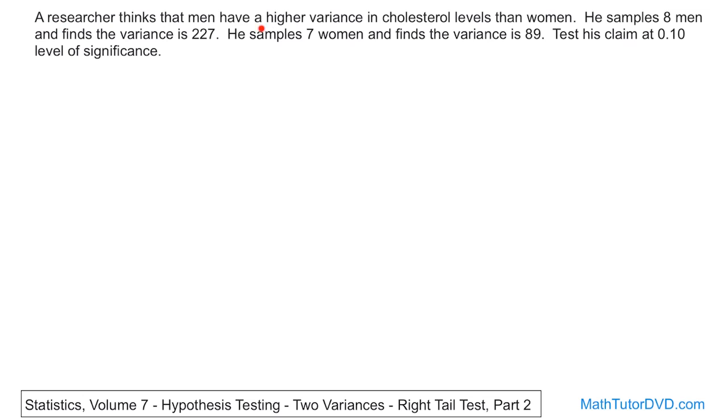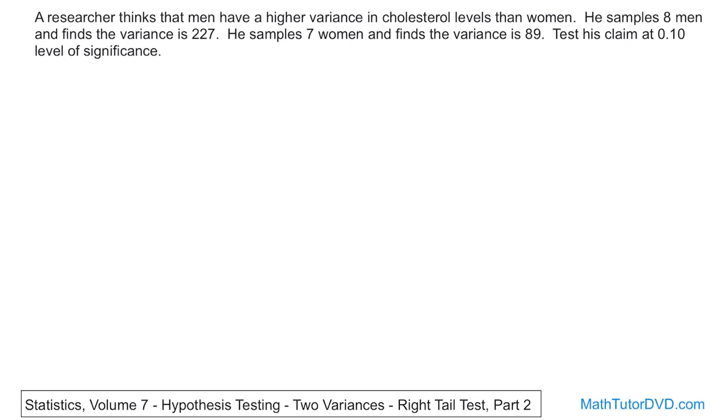A researcher thinks that men have a higher variance in cholesterol levels than women. So we think men have a higher variance in cholesterol levels than women. To test it, he samples 8 men and finds their variance to be 227. He samples 7 women, finds their variance to be 89. Test this claim at 0.1 level of significance.